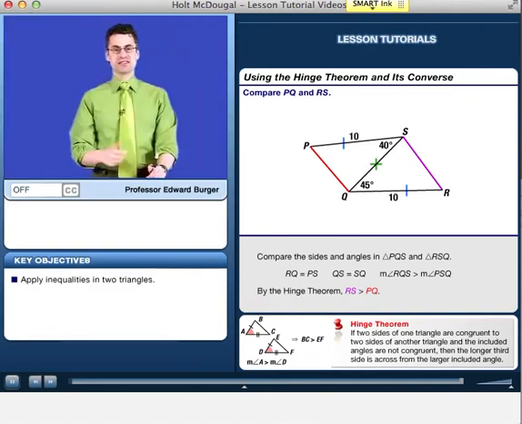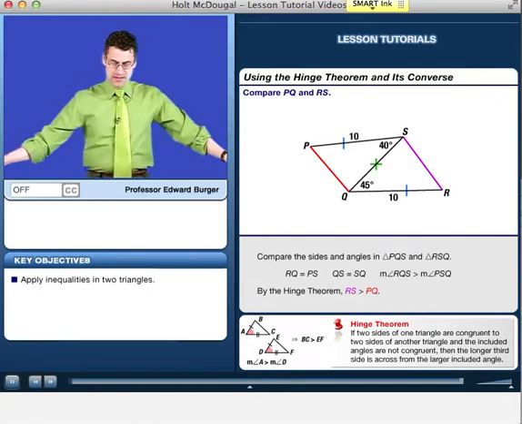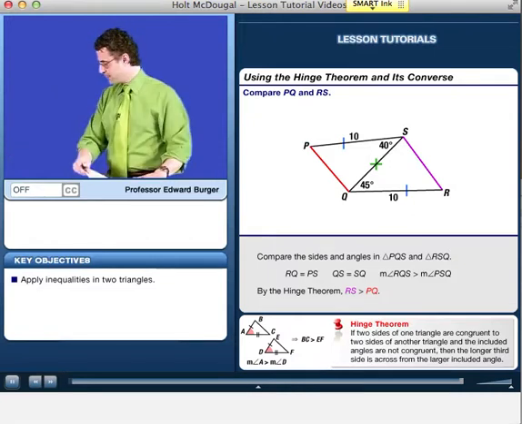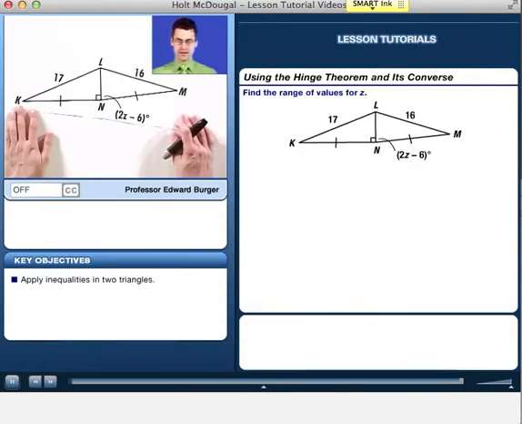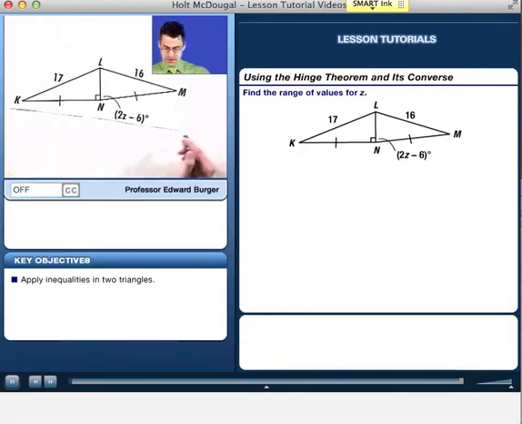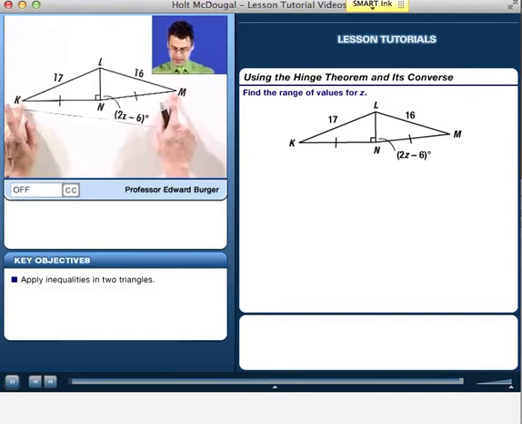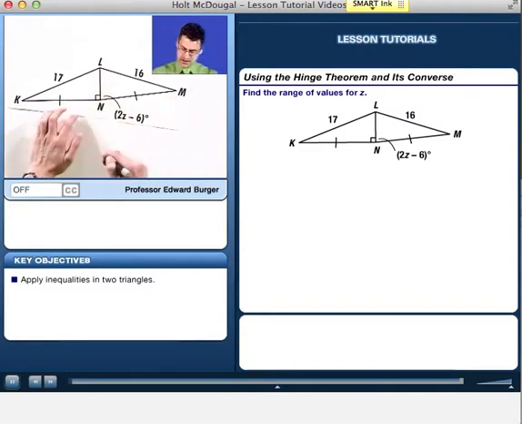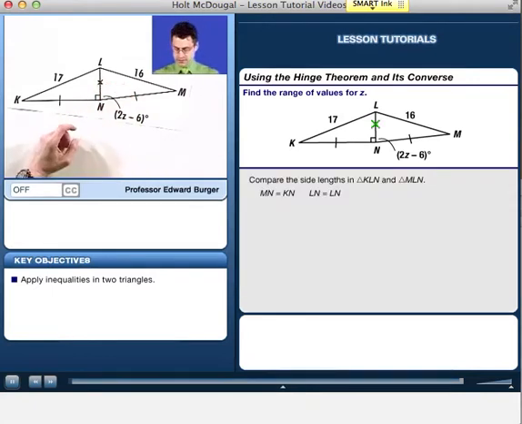Neat! We actually can say something about the relative sizes of different parts of triangles via the hinge theorem or its converse. Very cool. Here's one that has a little bit more of an algebraic feel to it, so let's take a look at this one. So here I've got two triangles that are put together. Notice that I'm told that this side is congruent to this side, so they have the same length. They also share this side. Remember, if they share the side, that means that they have another pair of sides that are congruent.